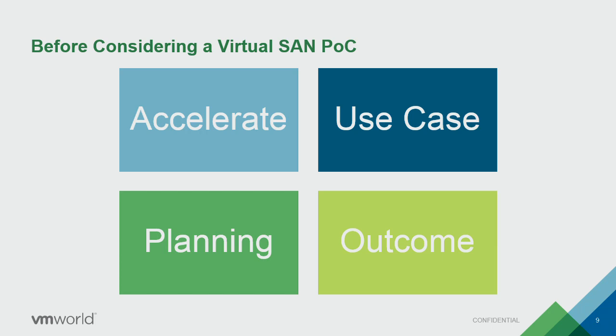And obviously, at the end, it's the outcome. You're looking for a proof of concept, right? So at the end, what do you want? What's the result? Is it just to see how virtual SAN is working? Are you trying just to see how it will fail or how it works or things like that? But what are you trying to achieve here?